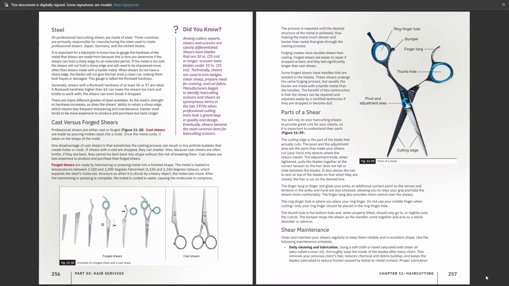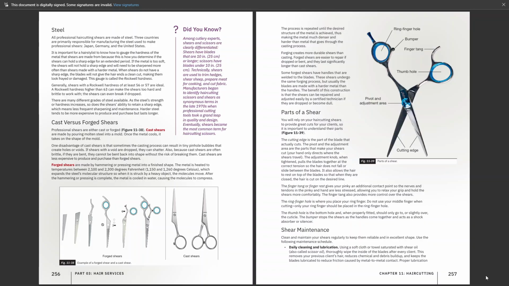Forging creates more durable shears than casting. Forged shears are easier to repair if dropped or bent, and they last significantly longer than cast shears. Some forged shears have handles that are welded to the blades. These shears undergo the same forging process, but usually the blades are made with a harder metal than the handles. The benefit of this construction is that the shears can be repaired and adjusted easily by a certified technician if they are dropped or become dull.